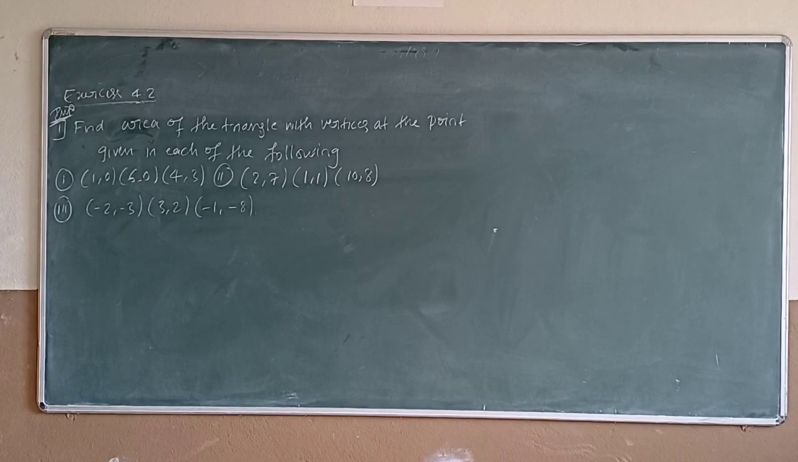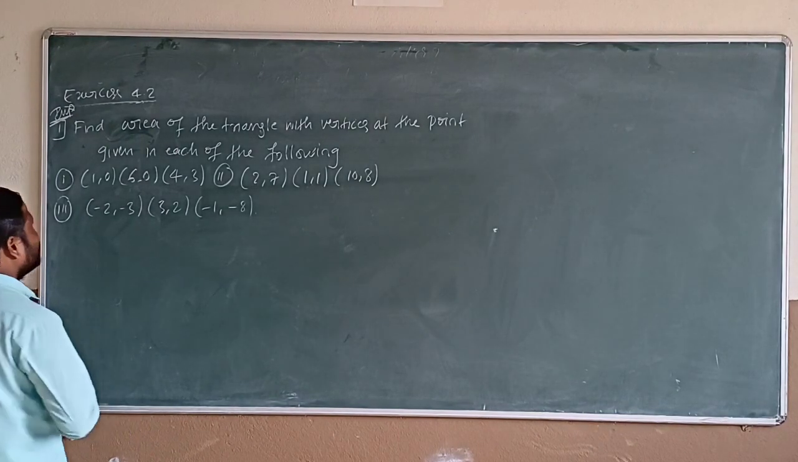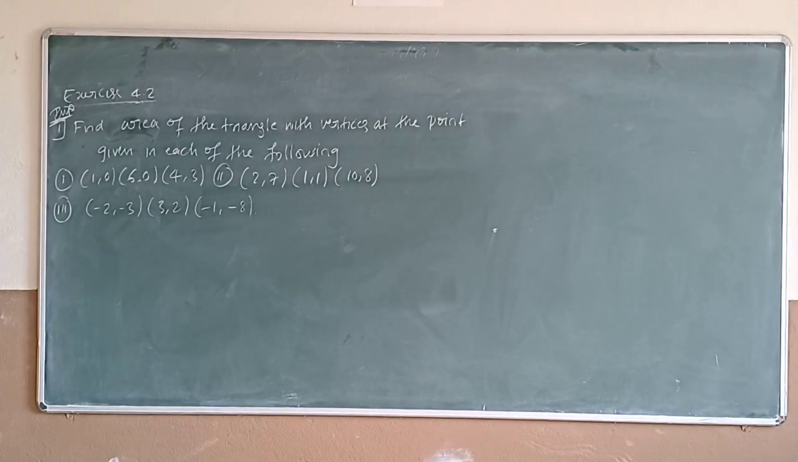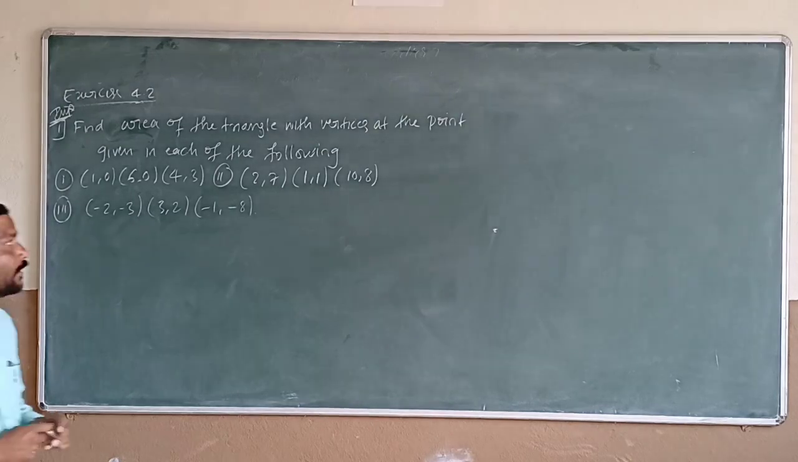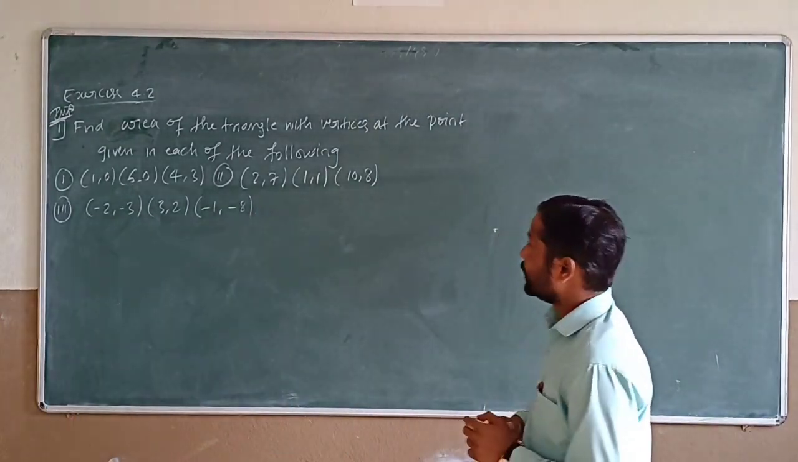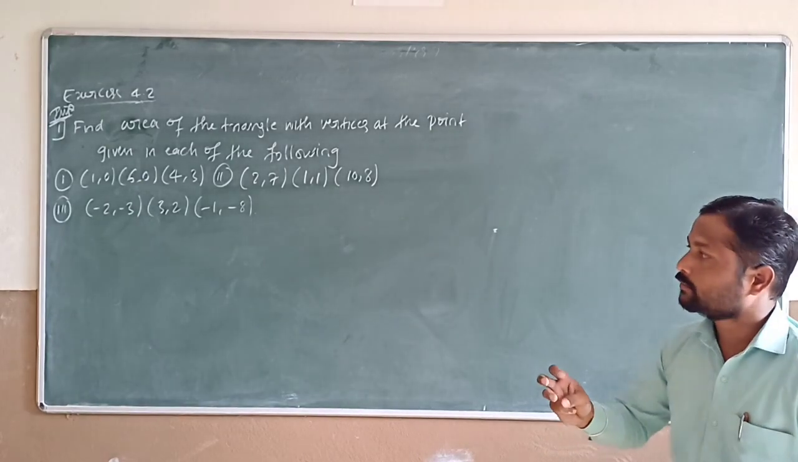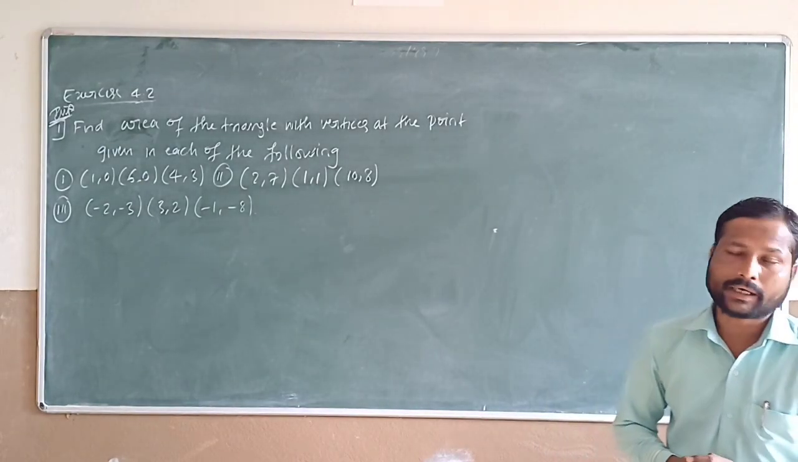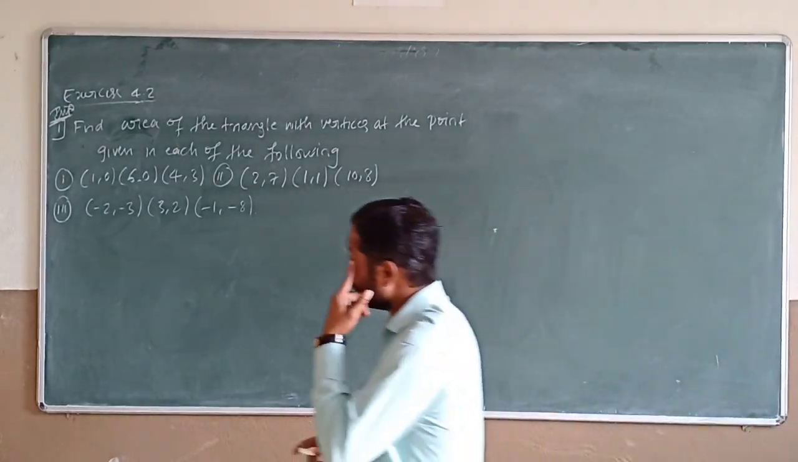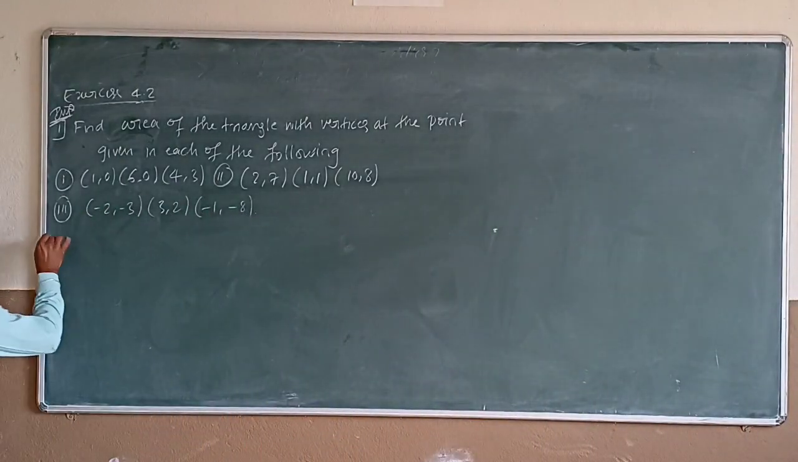Okay. Take up the next one, exercise 4.2. Question number 1. Find the area of the triangle with the vertices at the points given in each of the following. There are totally 3 questions given here. Right? Find the area of the triangle from what is given, 3 questions. Right? Take up the first question as a solution.